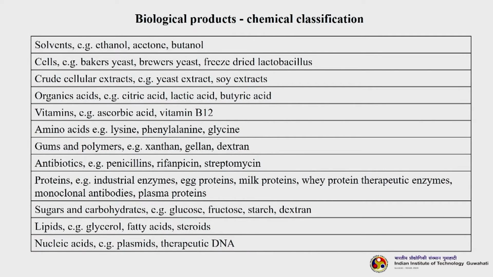So, there are different types of biological products. According to the chemical classification, they can be solvents, cells like yeast, crude cellular products like yeast extract and soy extract, organic acids like citric and lactic acid, vitamins like ascorbic acid and B12, amino acids, gums and polymers, antibiotics like penicillin, proteins like milk proteins, egg proteins, several plasma proteins, sugars and carbohydrates, as for example glucose and fructose, lipids also, glycerol, and nucleic acids.